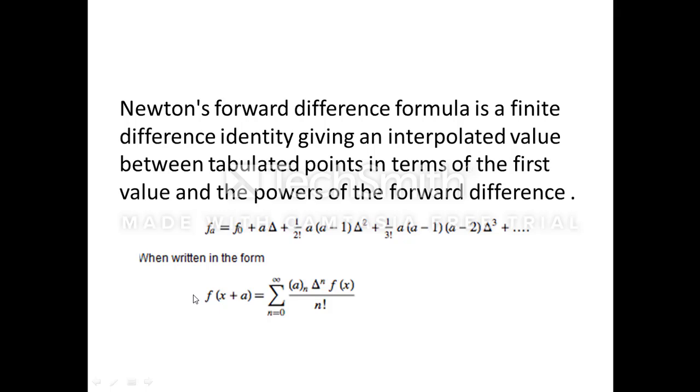The generalized formula for Newton forward difference is f(x plus a) equals the summation of a to the n, delta n f(x) upon n factorial, where n is from 0 to infinity. So here's a small program that solves the Newton forward difference formula.